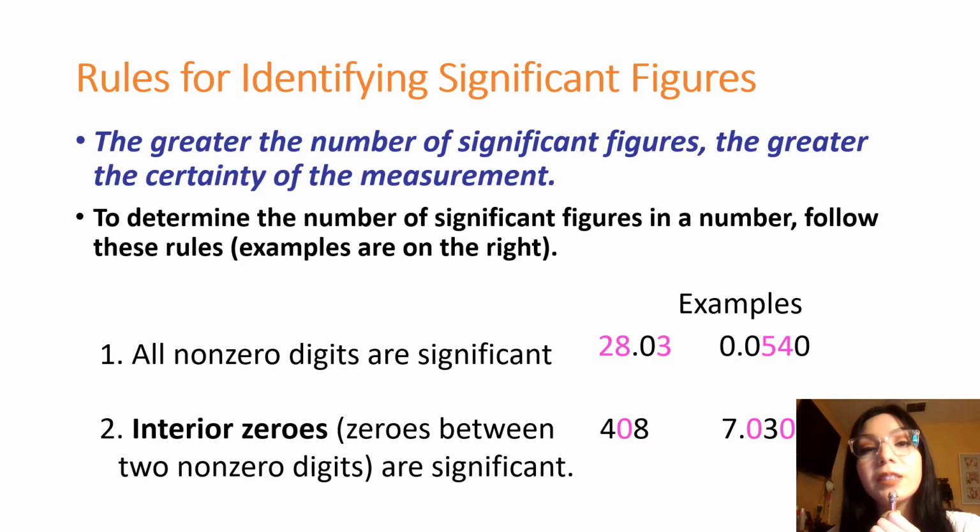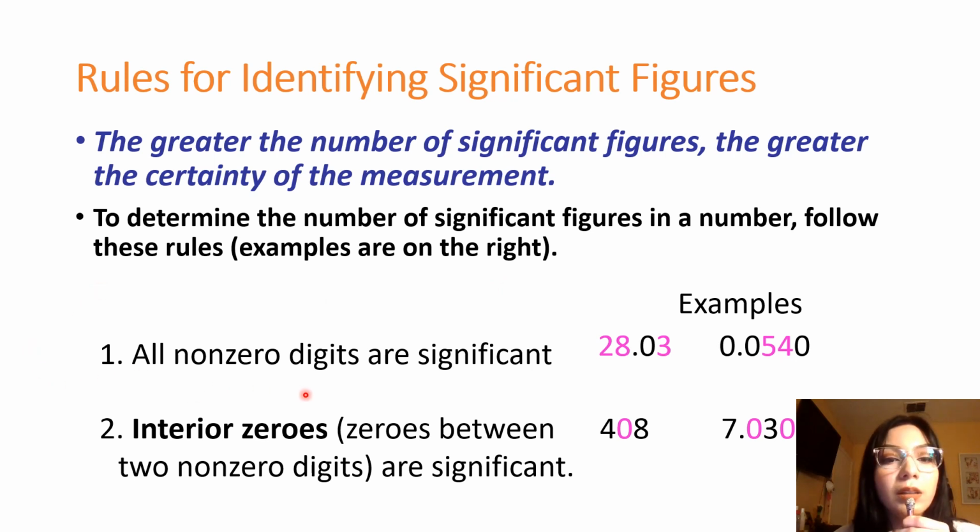There are very specific rules for identifying and using significant figures. A big idea that I want you to understand is that the more sig figs you have, the greater the certainty of the measurement. That means your instrument is very delicate. It can measure a lot of sig figs, so a lot of decimal points, and that means it's closer to the true value. But the rules that we use to identify sig figs begin with these.